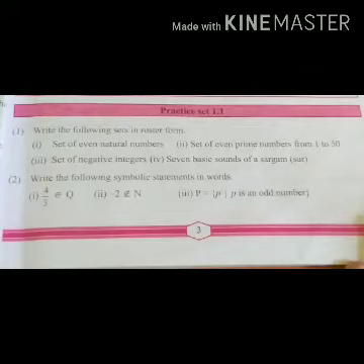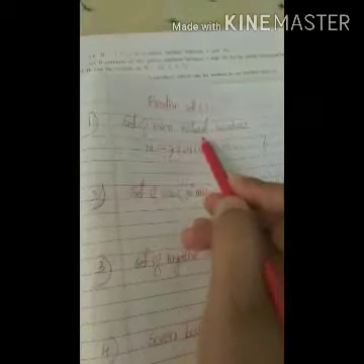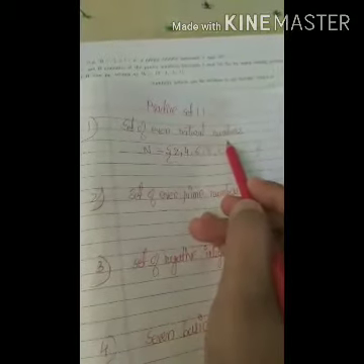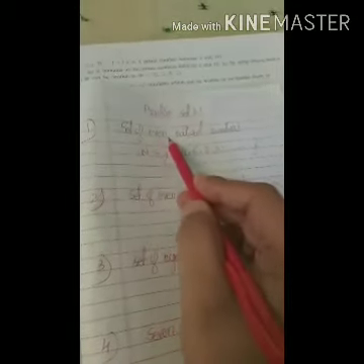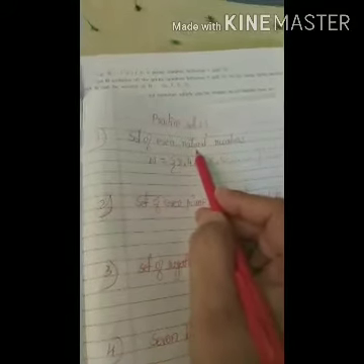Now let's learn practice set 1.1. Question number 1. Write the following sets in roster form. Question number 1. Set of even natural numbers. This question we have to write in roster method. It means in listing method.